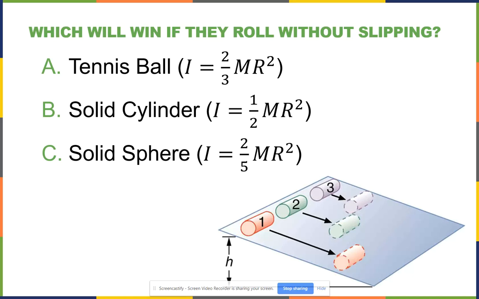So the actual result here is that the one with no friction would have won, because it's not converting any energy to rotation. The one that has the highest fraction of energy in rotation should be the slowest, so the tennis ball should be the slowest. The one with the lowest fraction, which would be the solid sphere, should have been the winner because it has the least percentage of its energy in rotation. But I'll do the calculation for that beginning next class period.